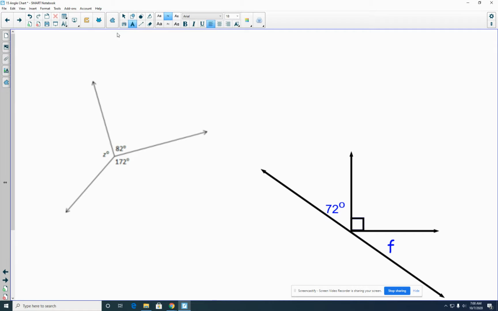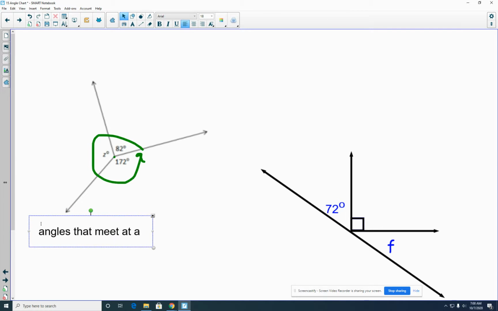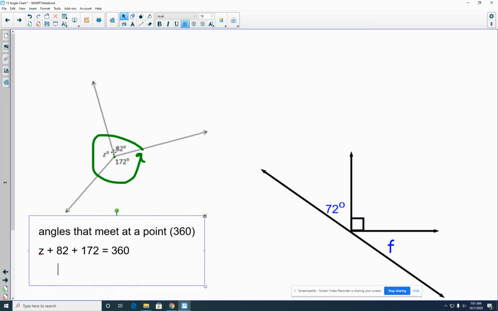Next page. Okay, so again, all three of these angles appear to meet at this point here. So these are angles that meet at a point. That means that they sum to 360. Our equation would be that all three of these angles, z plus 82 plus 172, equals 360. If we combine like terms and then subtract, we actually get that z equals 106 here.